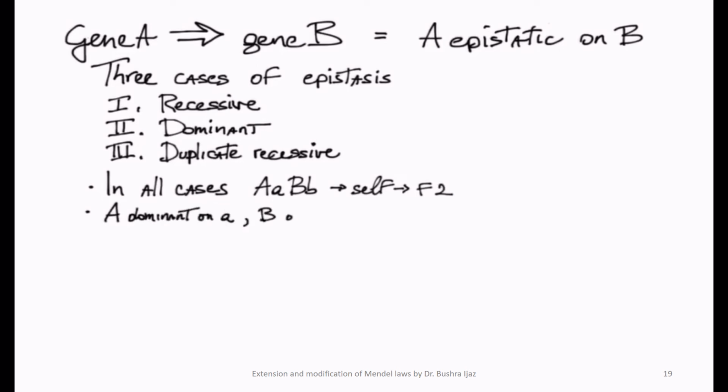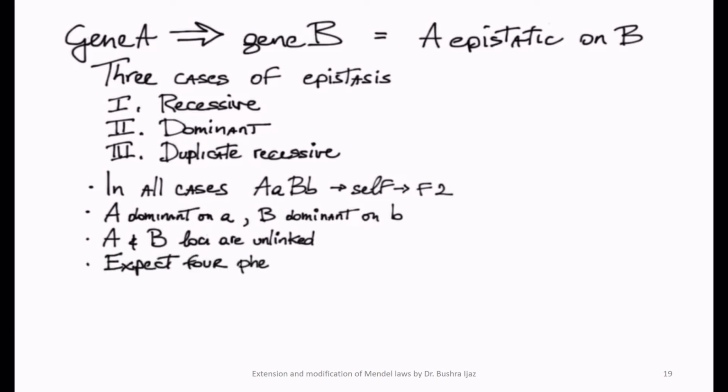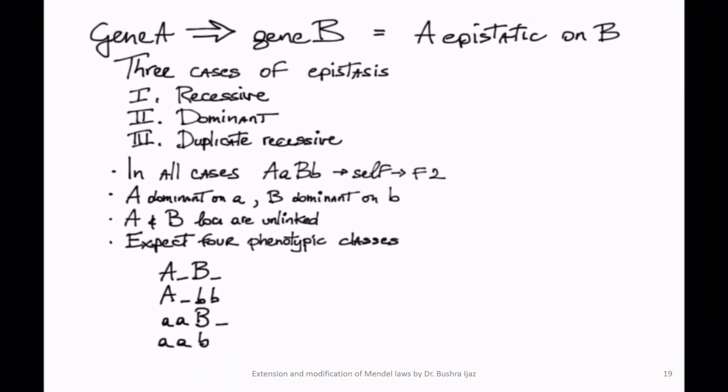Big A is dominant to little a, big B is dominant to little b. The A and B loci are unlinked. We expect 4 phenotypic classes: one that has at least one big A and one big B allele, another with at least one big A and little b, a third with little a and at least one big B, and a fourth with little a, little b, the double recessive homozygote. The underlined mark refers to either of the 2 possible alleles.